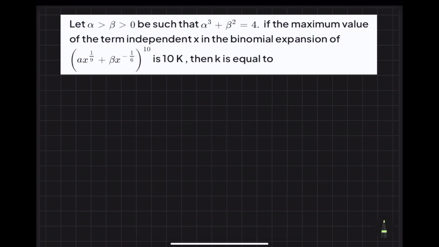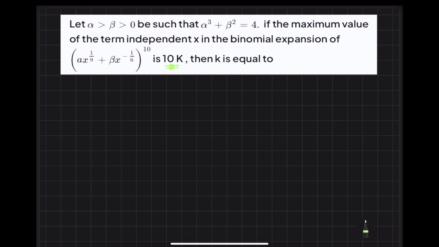We got this situation. Let alpha greater than beta greater than 0, such that alpha cube plus beta square equals 4. If the maximum value of the term independent of x in the binomial expansion is 10k, then k is equal to?